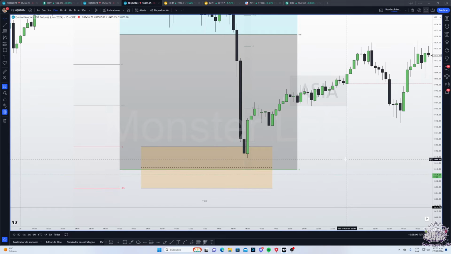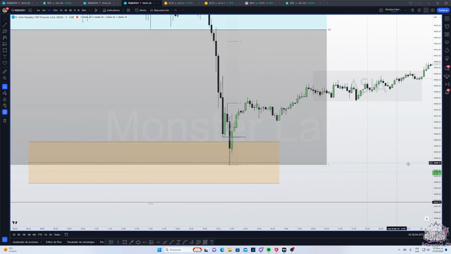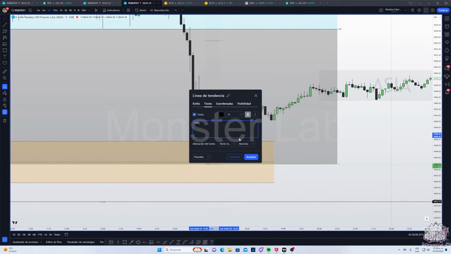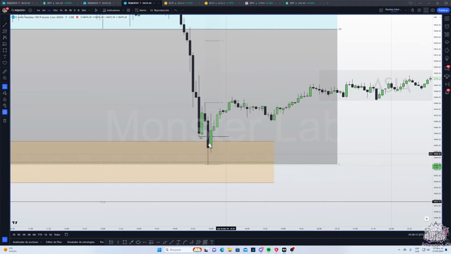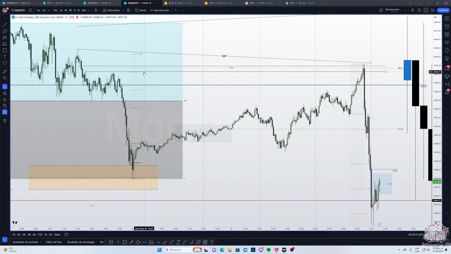This is fractal. 5 minutes. Price taken this sell side liquidity. Manipulation. Here. Projections, this high and this low. Price reaches the 2 and 2.5 deviations inside the fair value gap. Boom.